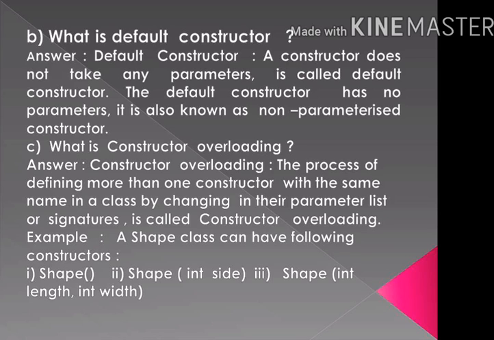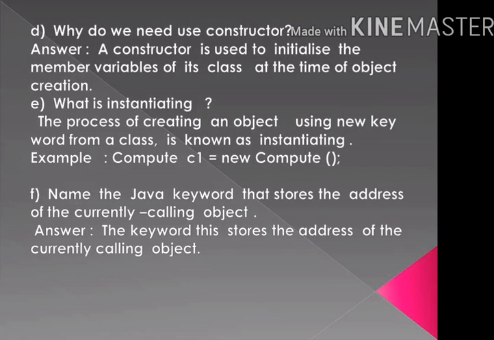For example, a Shape class can have the following constructors. Number 1: Shape(). It is a default constructor. Number 2: Shape(int side). A parameterized constructor with one parameter. Number 3: Shape(int length, int width). It is also a parameterized constructor with a two-parameter list. The next slide contains the next part of questions and answers.